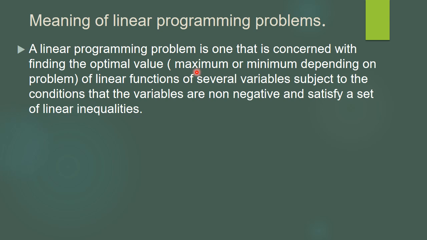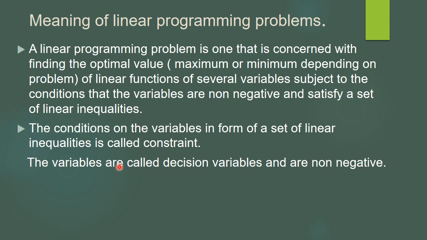For example, if they have given a question about profit, naturally everybody will try to get the maximum profit. While if the question is about transportation, then the cost of the transportation should be the minimum. So that depends upon the question, and we try to get either the maximum or the minimum according to the requirement. And that is called an optimal value.